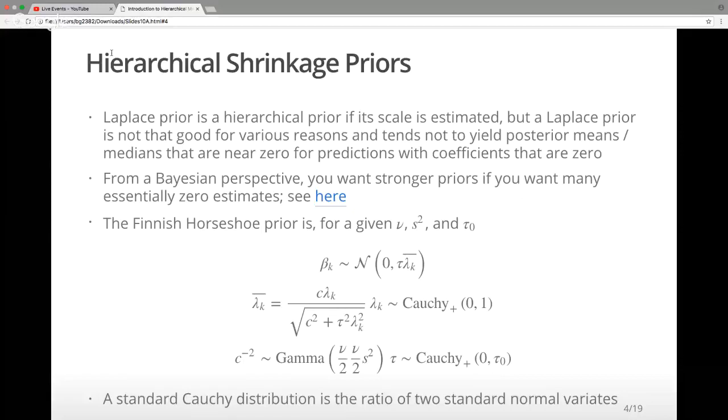And so you can implement this prior in rstanarm by specifying prior equal hs, and it takes arguments for df and global_scale, maybe some other things, to specify a prior like this, which is very concentrated near zero but has very heavy tails.